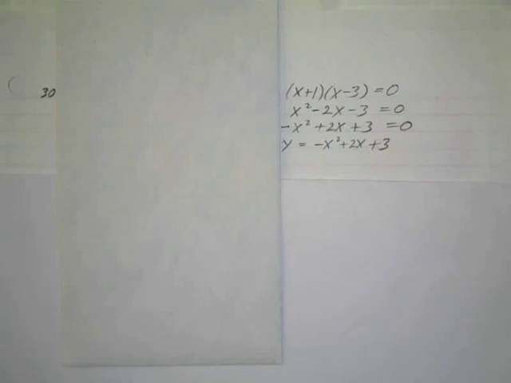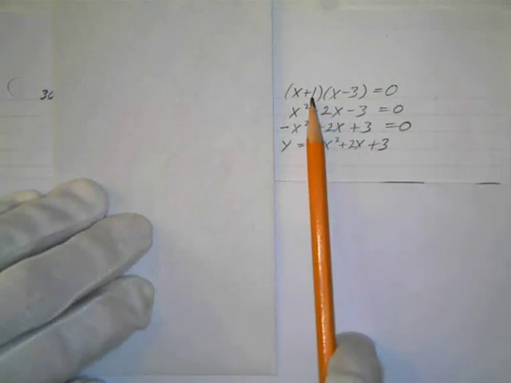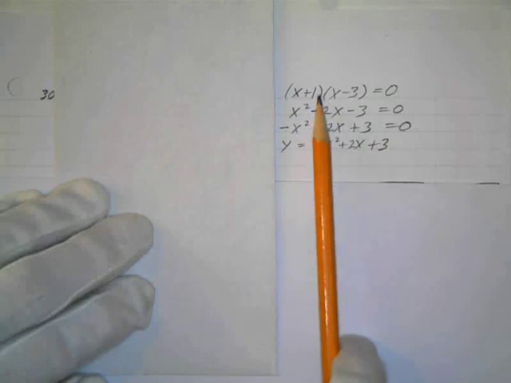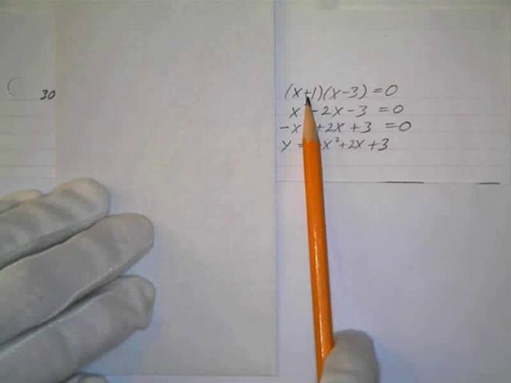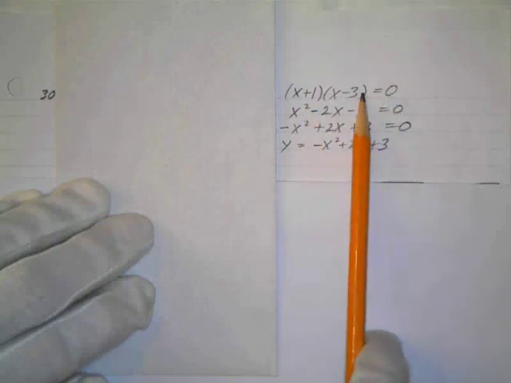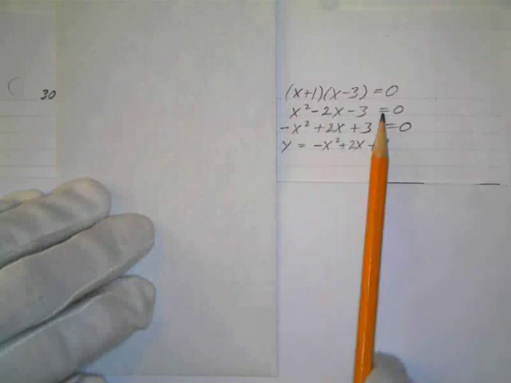Well, first of all, I know my intercepts are going to be -1 and 3. So I know that factors will be x plus 1 and x minus 3. In other words, these are the zeros. So if these are the zeros, and I set each of these equal to 0, x would equal -1 or x would equal 3. So I'm going backwards, and these are factors. And I multiply these out, I get this parabola.